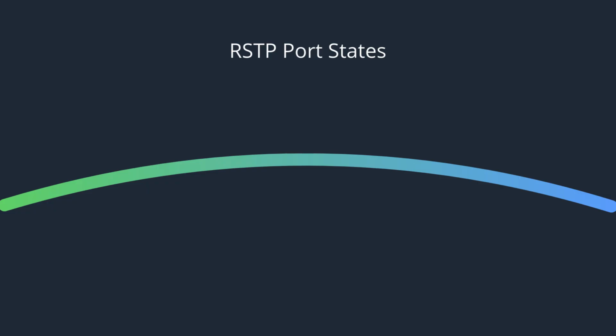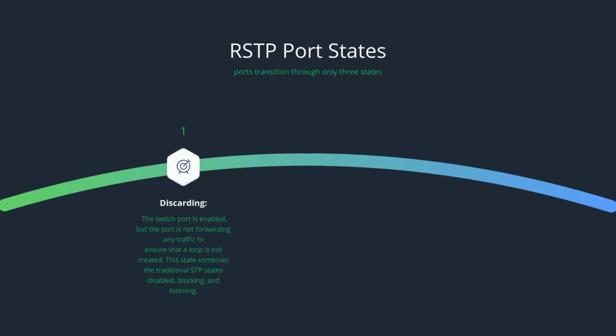Now let's talk about RSTP port states. This is where RSTP really simplifies things compared to the original STP. RSTP ports transition through only 3 states. State 1, discarding. The switch port is enabled, but it's not forwarding any traffic to ensure that a loop is not created. This state combines the traditional STP states of disabled, blocking, and listening into one streamlined state.